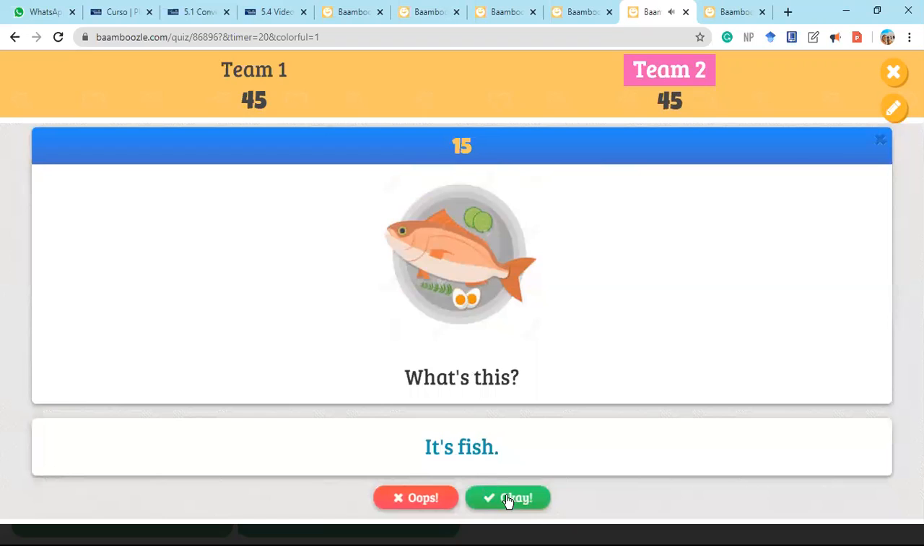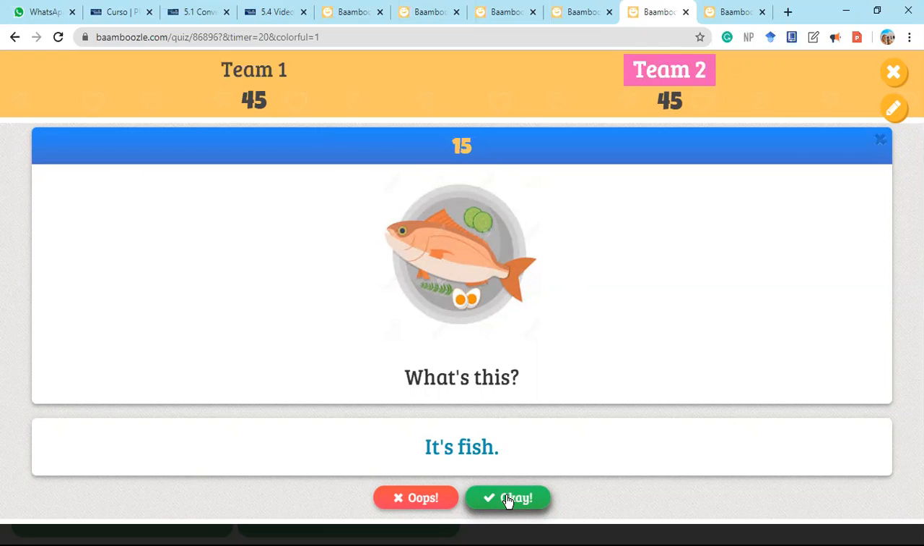It's fish. Okay. Fish. Be careful. Fish, let me ask you: is fish a count noun or a non-count noun? Count noun. Count noun? Yes, count noun.